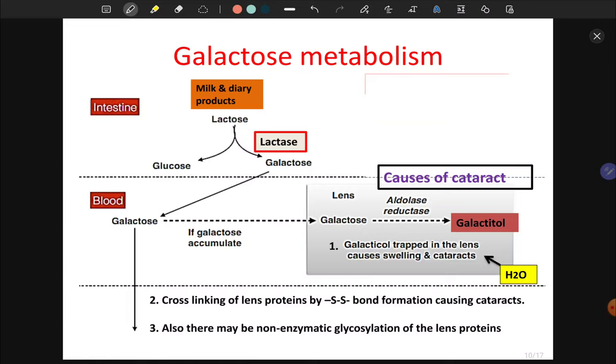So the male will be more affected than females. Okay. Now we will go to, yes.